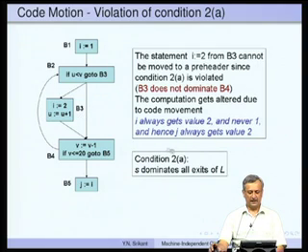Now, the condition number 2a said S dominates all exits of L. So, in other words, this particular basic block B3 must dominate all exits of L. In this case, B4 is the only exit of L. So, does B3 dominate B4? No, because all paths from B1 to B4 do not go through B3. They can go to B2, you can go to B3 and directly to B4. So, B3 does not dominate B4. Because this is not true, moving I equal to 2 to B1 will have some side effects. What is that side effect?